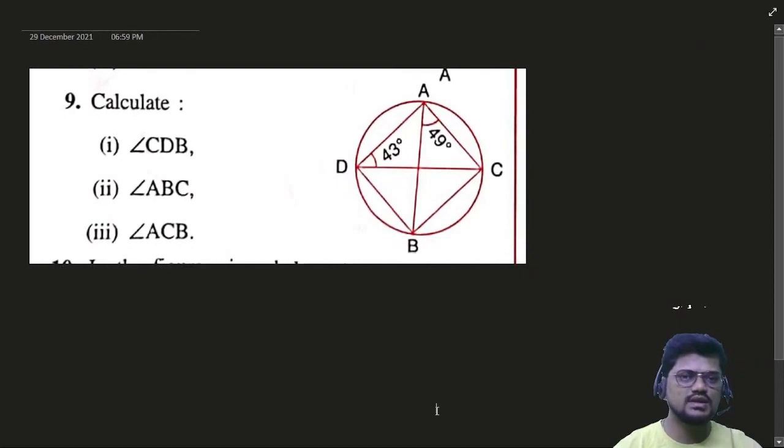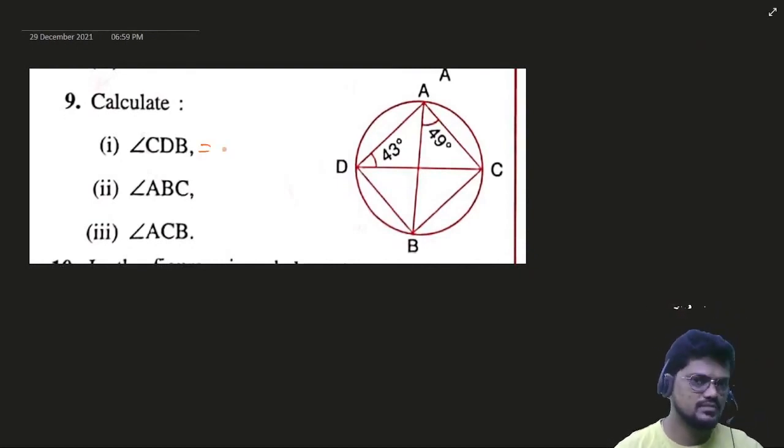Try to find angle CDB and give your answer in the chat box. What will be angle CDB? Sir, it would be 90 minus 43 degrees, so it would be 47 degrees. No, no, AB is not a diameter. It's not given that AB is a diameter. So how can we find it?